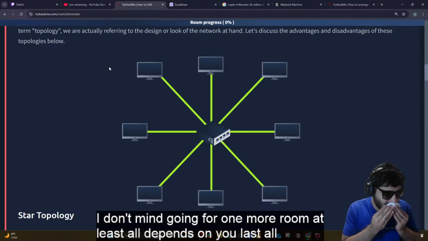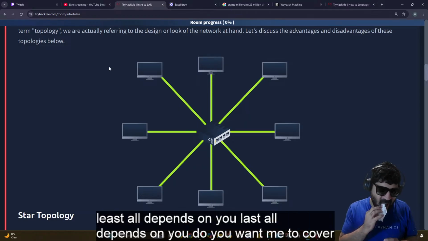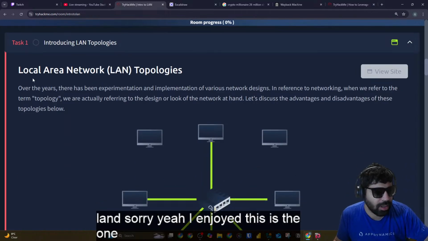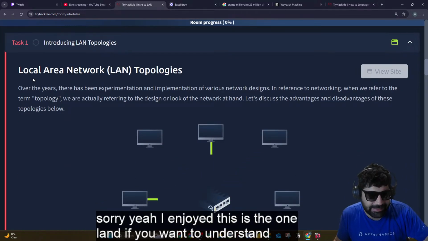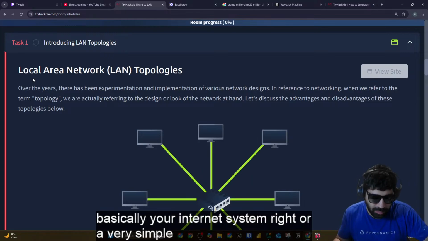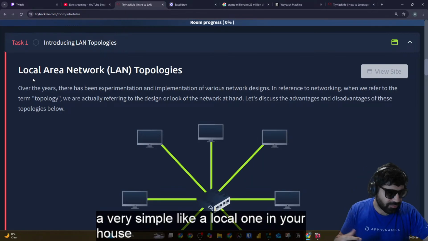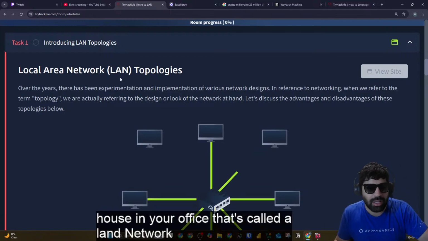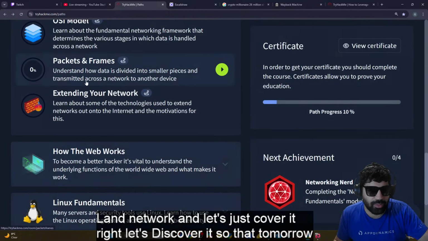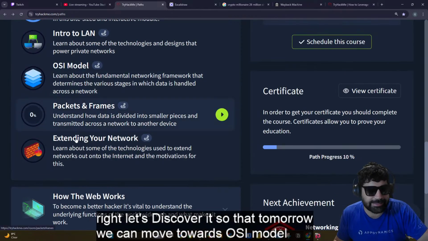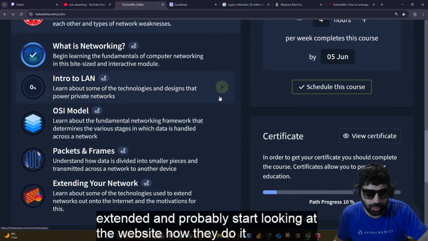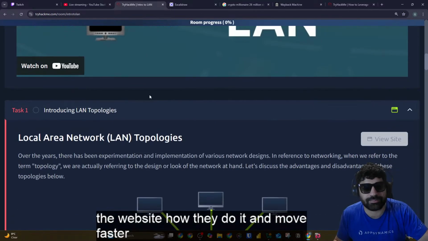Do you want me to cover intro to LAN? This is the one. LAN is basically your internet system, or a very simple local one in your house or your office. That's called a LAN network. Let's just cover it so that tomorrow we can move towards the OSI model, packets, extended, and probably start looking at the websites, how they do it, and move faster.